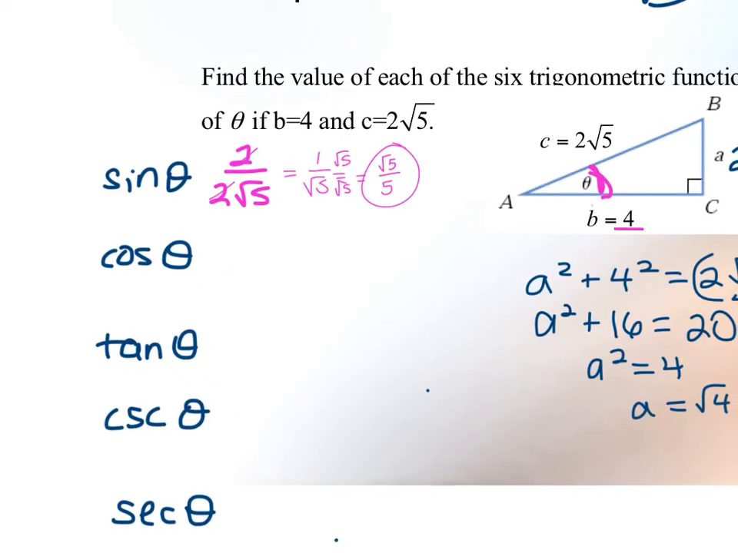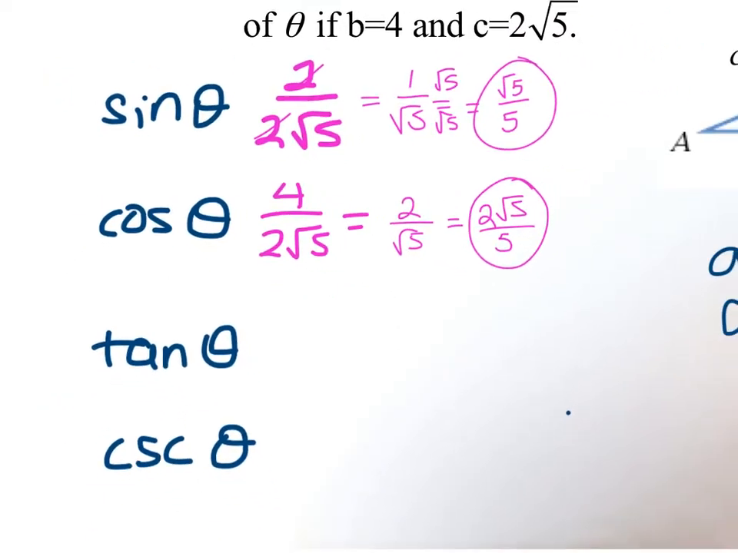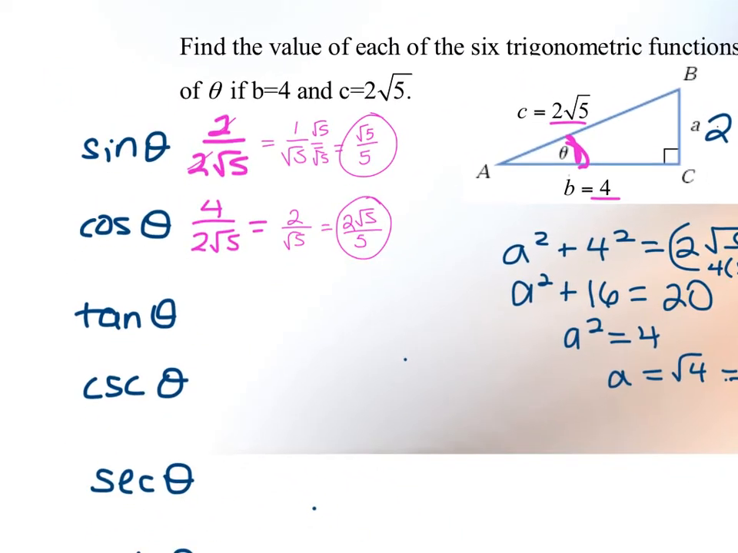Cosine is adjacent, which is 4, over hypotenuse, which is 2√5. That can be reduced to 2/√5, which gets rationalized as 2√5/5. Tangent is opposite over adjacent, 2/4, which is 1/2. We good so far? Okay, then when I go to find the remaining ones, we're flipping the reciprocals of what we had, but my suggestion is flip it before you rationalize it. If you rationalize it, don't take this answer, flip it, and then have to re-rationalize something you already rationalized. So go to before you rationalize it, which is here, and flip it.